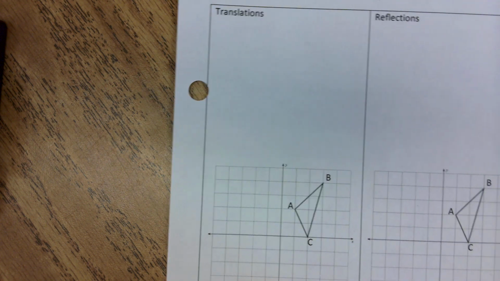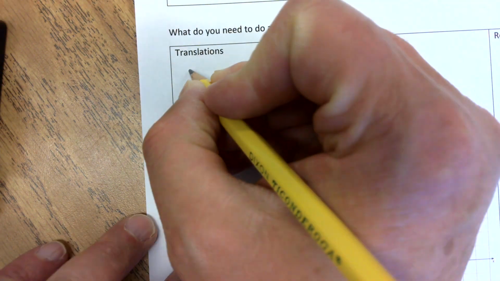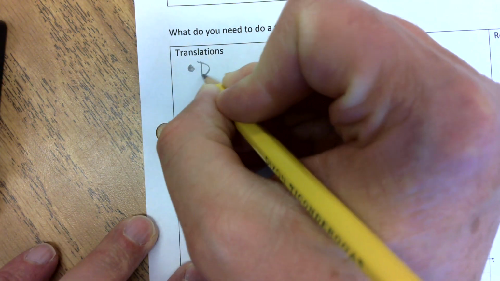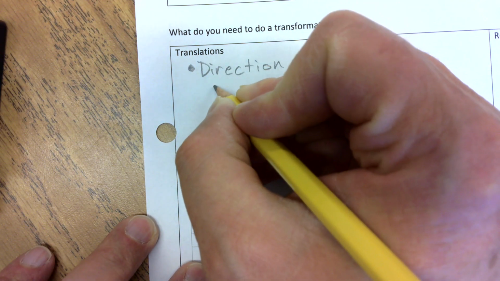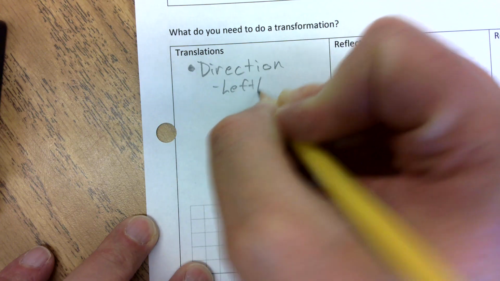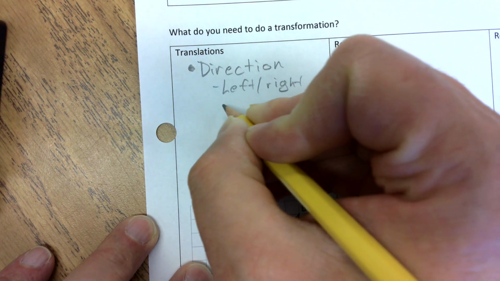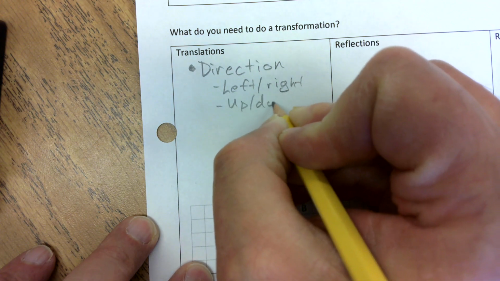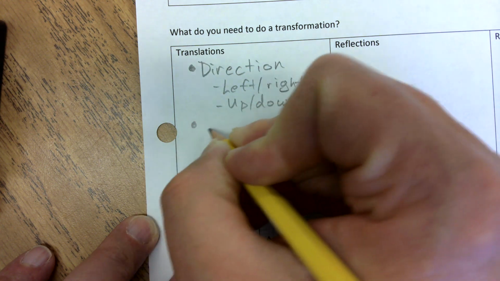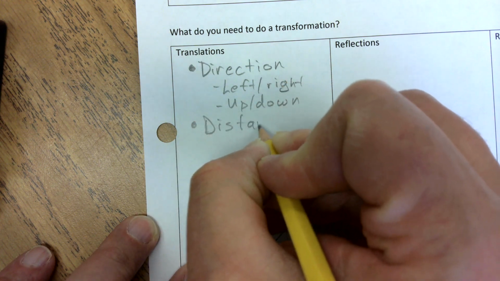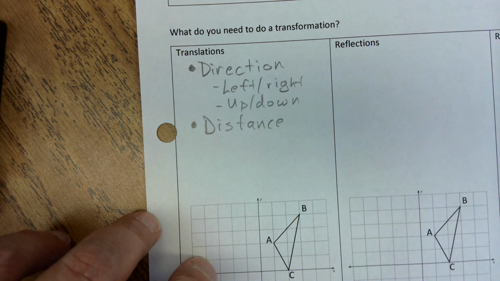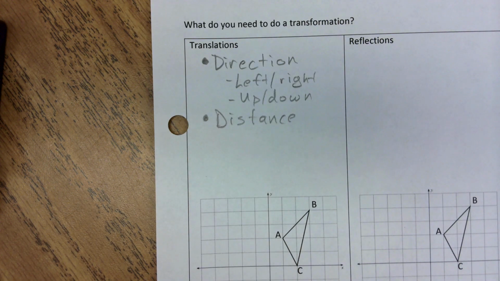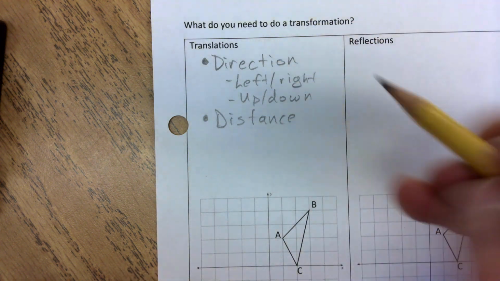So for translations, right, a couple things you need. You need a direction, whether it's left, right, up, or down. Okay. Left and right. And then up or down. Okay. You also need a distance, like basically how far you're moving on the graph, right? Like if you were telling somebody to go 8 blocks to 7-Eleven, right? You would need to tell them north, east, south, or west. Otherwise, they wouldn't be able to get there. So you need both a direction and a distance.